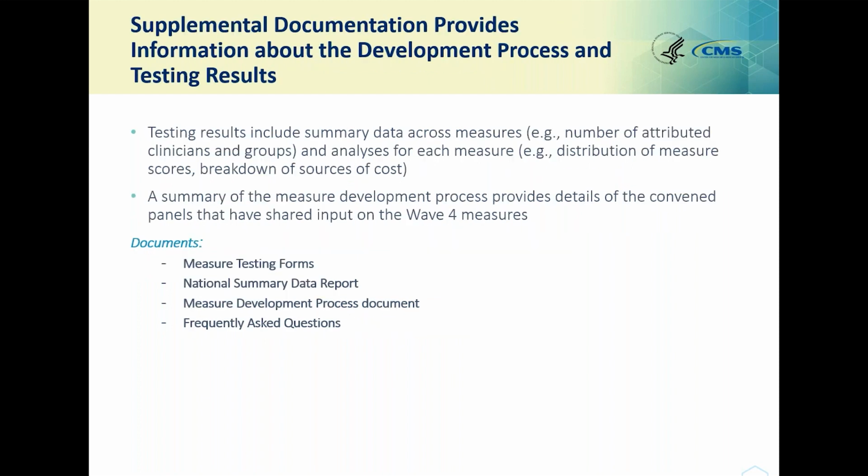There's also supplemental documentation that you can review. These include testing results, such as descriptive statistics about measure scores, breakdowns by provider characteristics, services that are driving costs, and examinations of episode exclusions. In addition, there's a summary of the measure development process for Wave 4 and an FAQ document. Next slide, please.